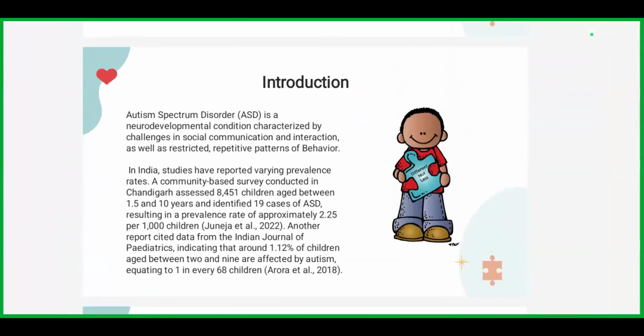Today in India, there are many studies which have reported varying prevalence rates. A community-based survey conducted in Chandigarh assessed 8,451 children aged between 1.5 years and 10 years and identified 19 cases of autism spectrum disorders, resulting in a prevalence rate of approximately 2.25 per 1,000 children. Another report cited data from the Indian Journal of Pediatrics indicating that around 1.12% of children aged between 2 years to 9 years are affected by autism, equating to 1 in every 68 children. The prevalence rate of autism spectrum disorder is increasing day by day in India.